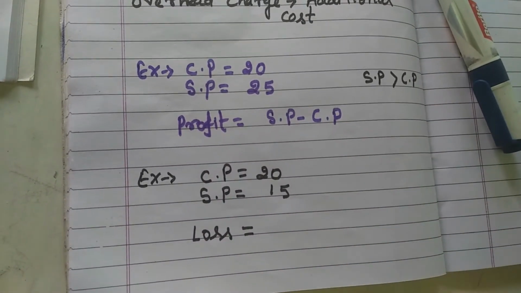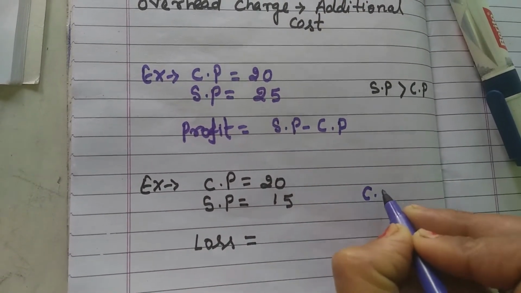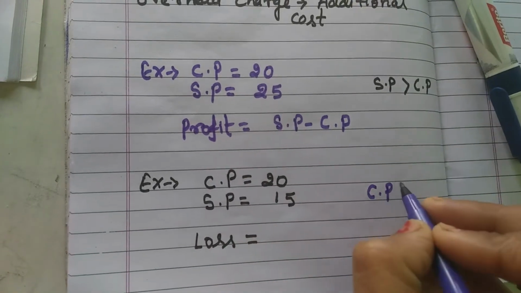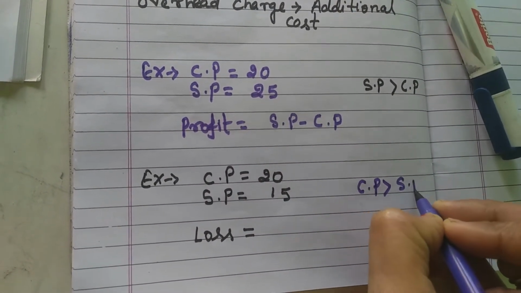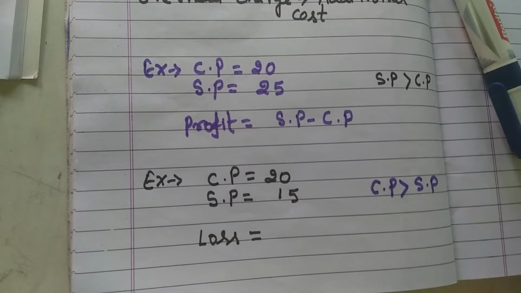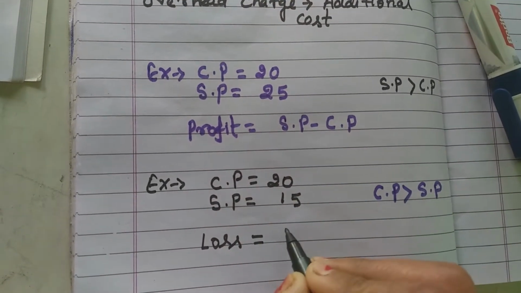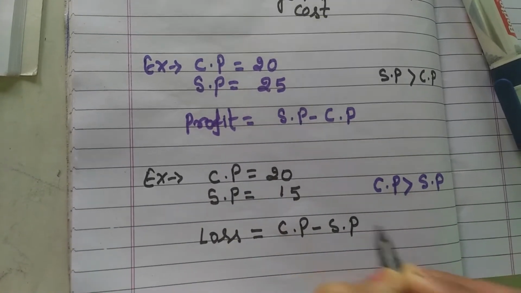So you can say that in loss CP is greater. See, CP is greater and SP is smaller. So in loss, CP is greater than SP. Okay. So how will you calculate loss? CP minus SP.